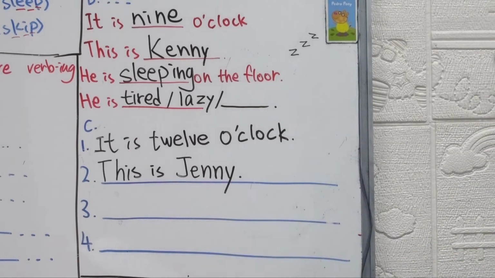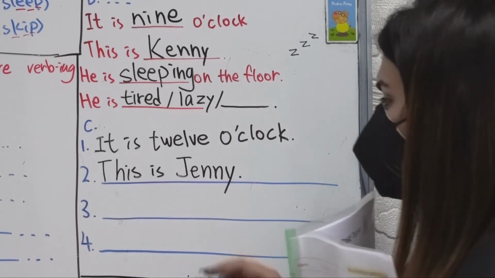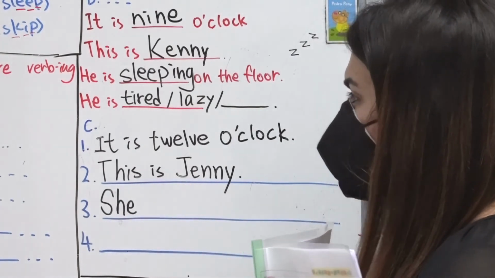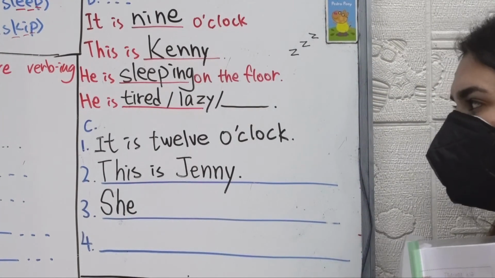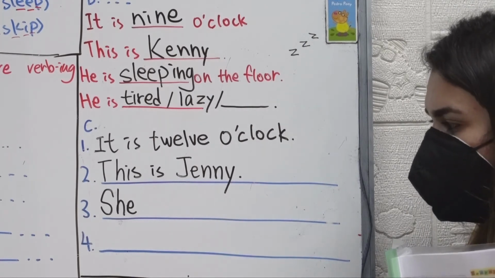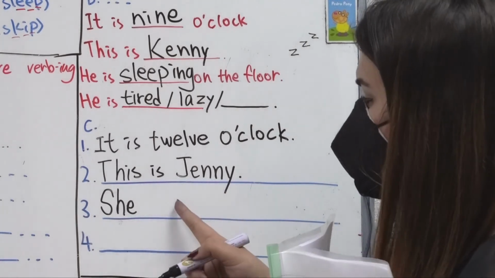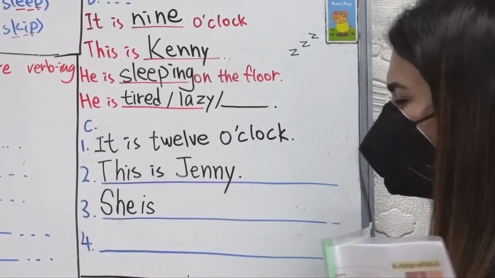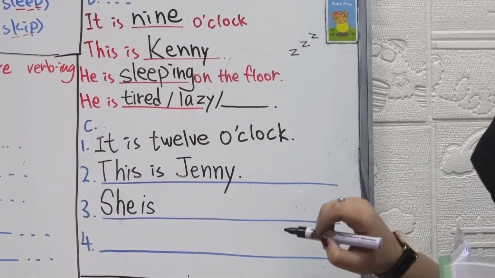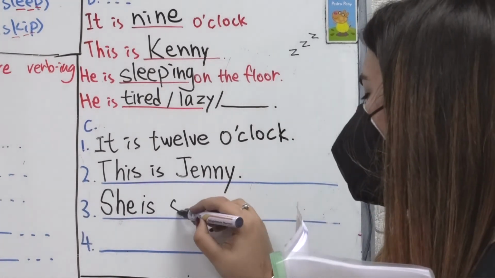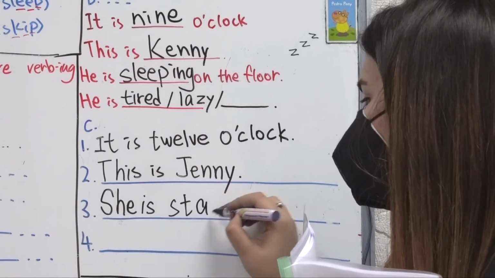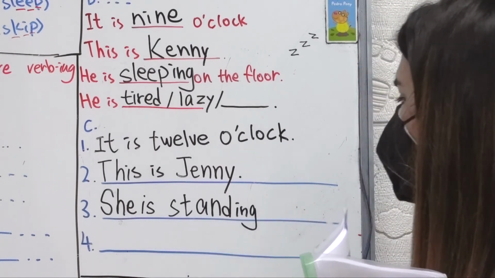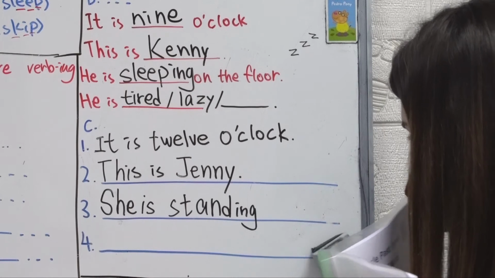So which subject pronoun do you use for Jenny? Jenny, as you can see, she's a girl, right? So the subject we use is she. Very good. She. Which one follows she? Is, am, or are? Is, am, or are? Is. Yes, she is standing. How to spell standing? S-T-A-N-D-I-N-G.